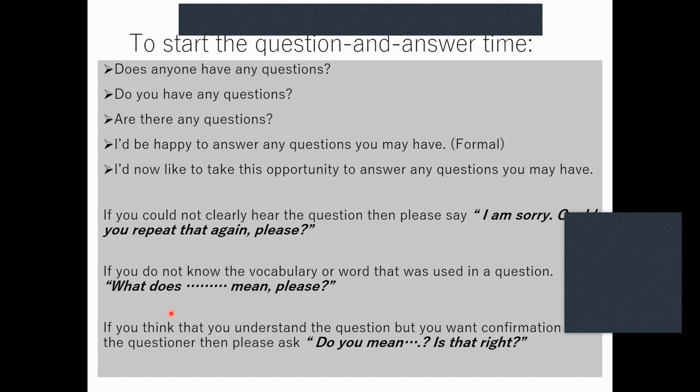And sometimes to start the question and answer time, you can say, does anyone have any questions? Do you have any questions? Are there any questions? But I always like this one, the formal one. I'd be happy to answer any questions you may have. Okay, this is very polite and formal. You can use it in an international conference, in front of international engineers, or in front of your bosses. Like, I would be happy to answer any questions you may have.